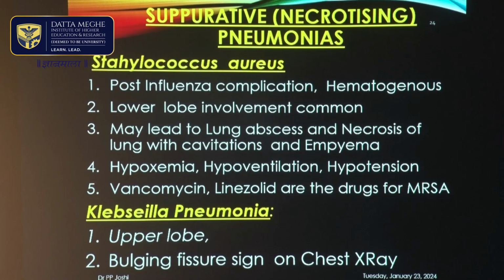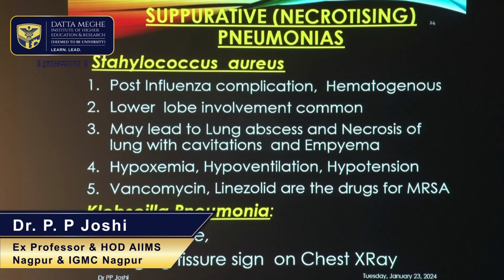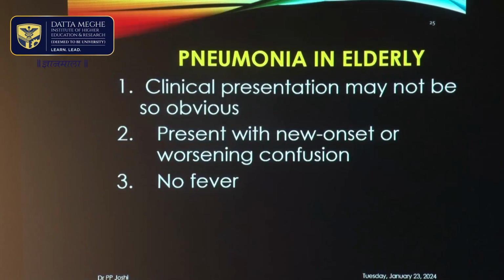The typical chest X-ray shows a consolidation or opacity of the upper lobe, and the classical sign described with Klebsiella pneumonia is a bulging fissure sign on chest X-ray. That means the minor fissure bulges downwards, that is called the bulging fissure sign.